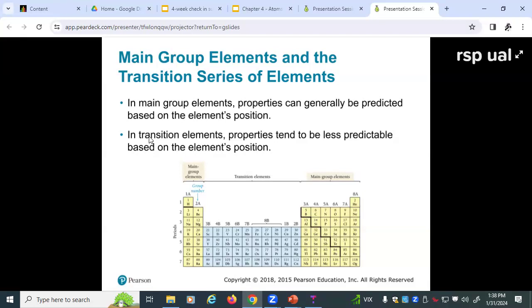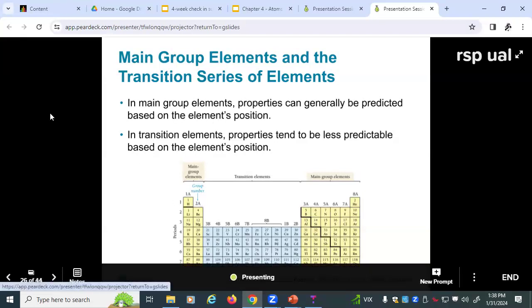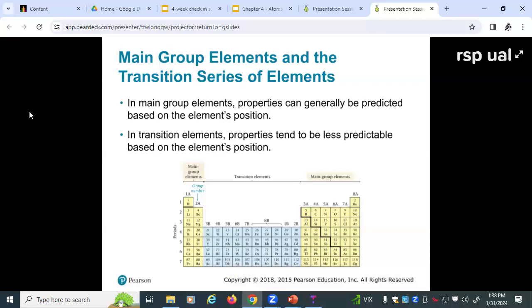Transition metals are the elements that are found in the middle of the table. These are the ones that the CAS numbering system puts a B label on instead of an A label. The main group elements are the ones where the CAS numbering system has an A on it instead of a B.